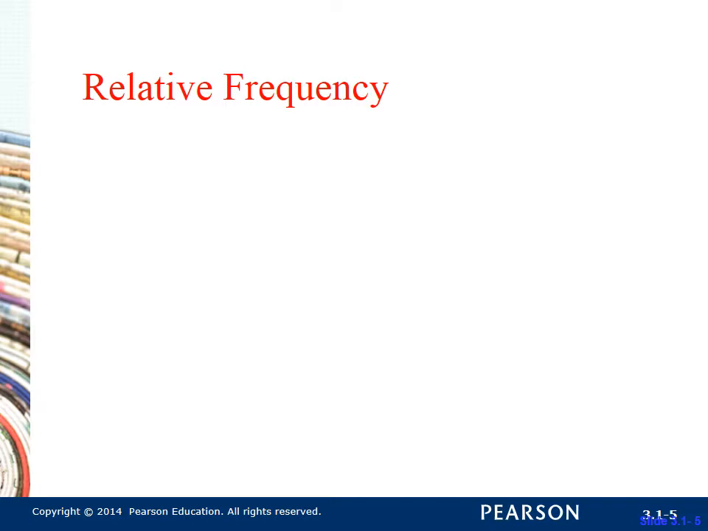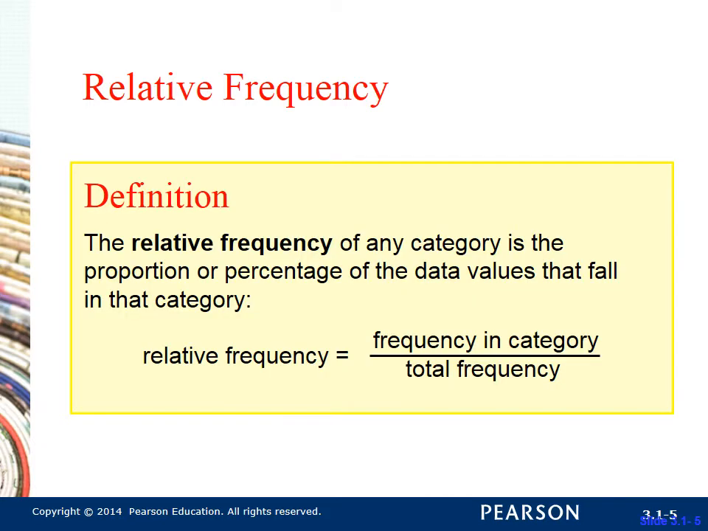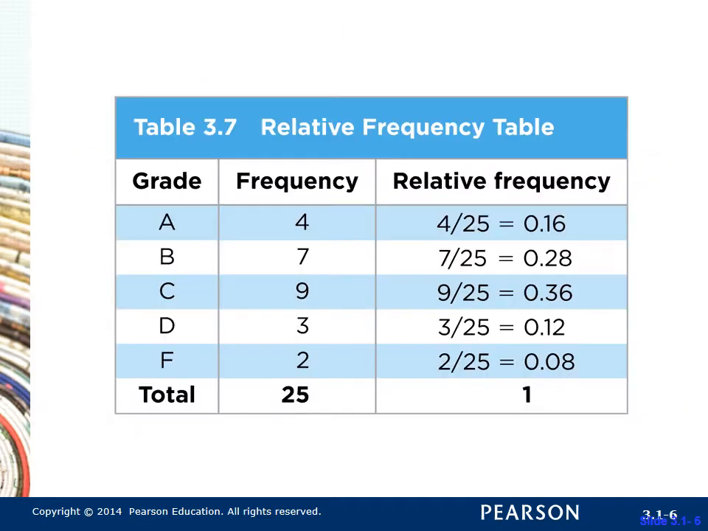This goes straight into what's called relative frequency. We're going to relate the individual amount to the total. So my relative frequency for any category is the proportion or percentage of the data values that fall in that particular category. In your section notes, here's the formula I want you to write down. Relative frequency equals the frequency in any one category divided by the total frequency, which is that number.